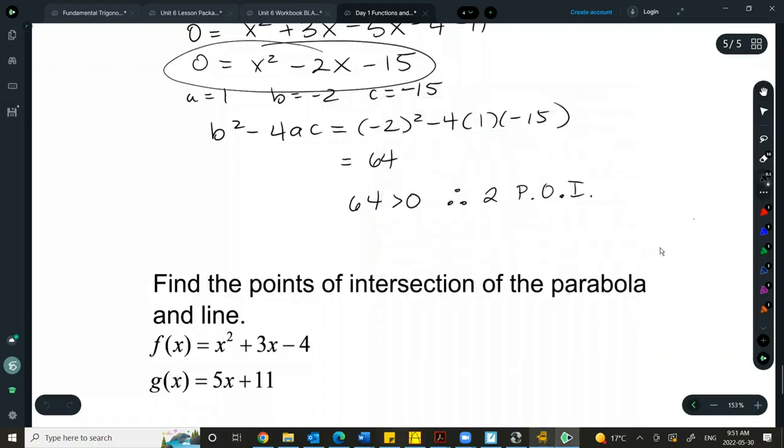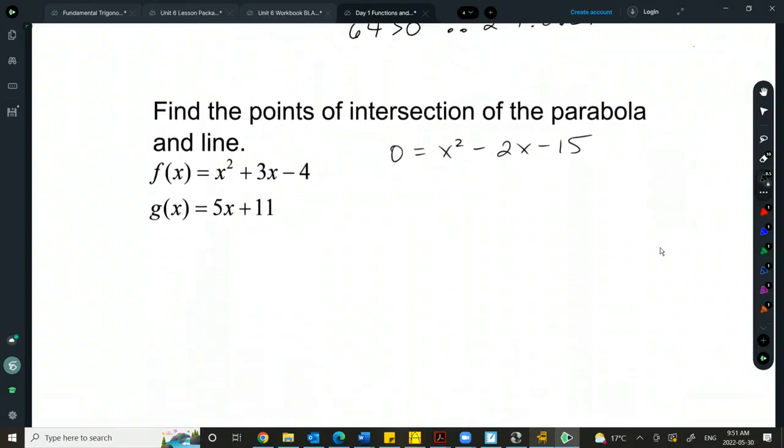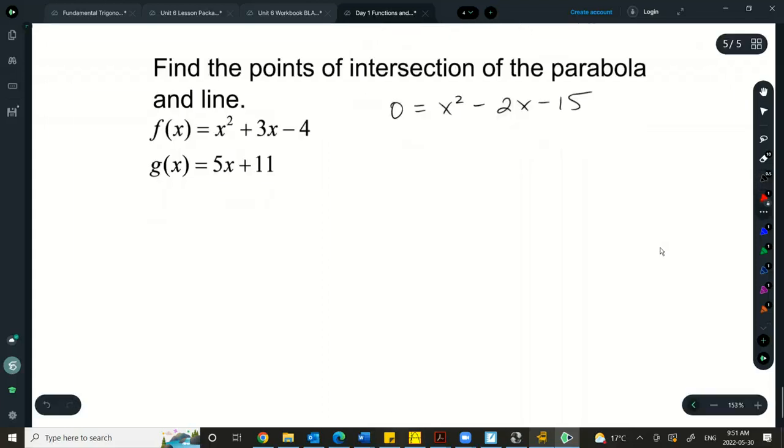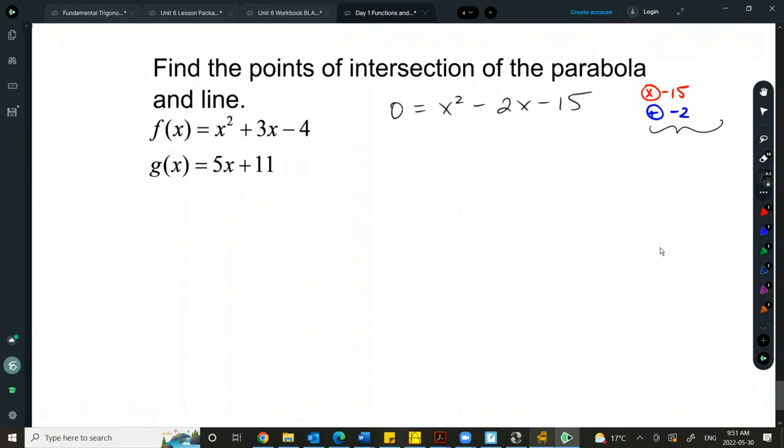Okay, so we're going to continue with 0 equals x squared minus 2x minus 15. The options from here, after we've set both equations equal and we moved everything to one side, is I will factor, or I will use quadratic formula if I can't factor. So are there any two numbers that multiply to negative 15 and add to negative 2? Two numbers, they need to add to negative 2, multiply to negative 15.